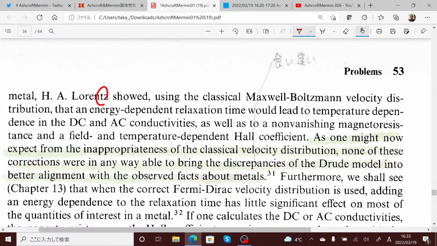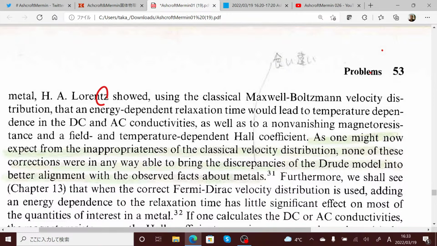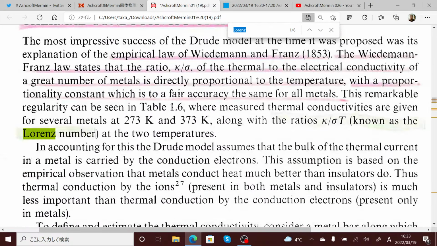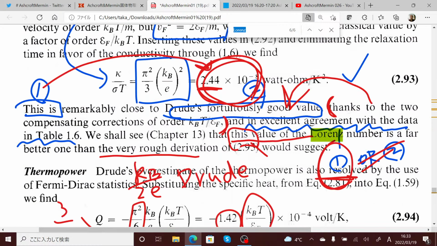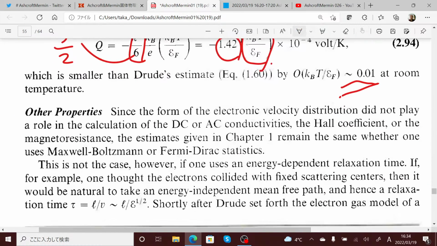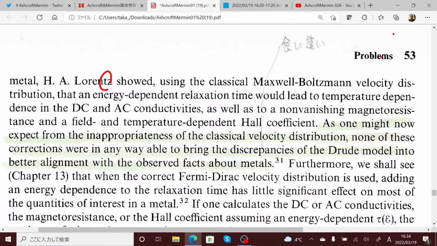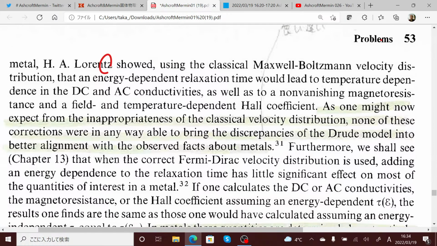There's a T. This is Lorentz. This has T, right? But the Lorentz in Lorentz number doesn't have T. Okay, this one. This Lorentz, no T. This Lorentz number, no T. But new Lorentz, H.A. Lorentz, this has T here.